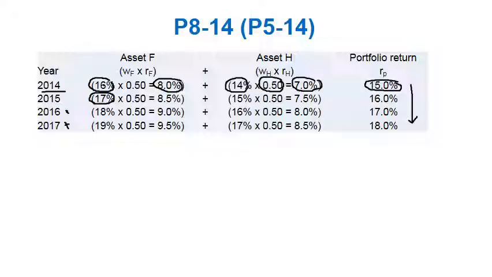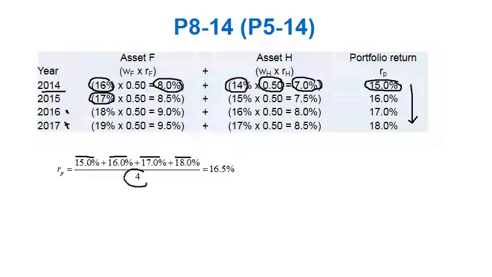Okay, so those are the returns you get in each year for portfolios that comprise half of asset F and half of asset H. To find the expected return, it is a summation of the returns on the portfolio as opposed to the individual stocks in each year. So for example, 15% in 2014, 16% in 2015, 17% in 2016, and finally 18% in 2017. Then we divide that by 4, because that is the number of periods we are dealing with, and we find that the expected return for that period is 16%. So the expected return is the same as for our portfolio on the previous slide.